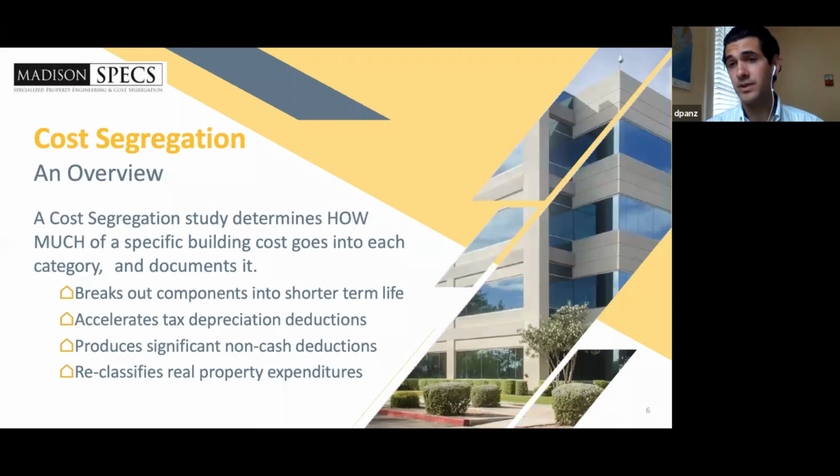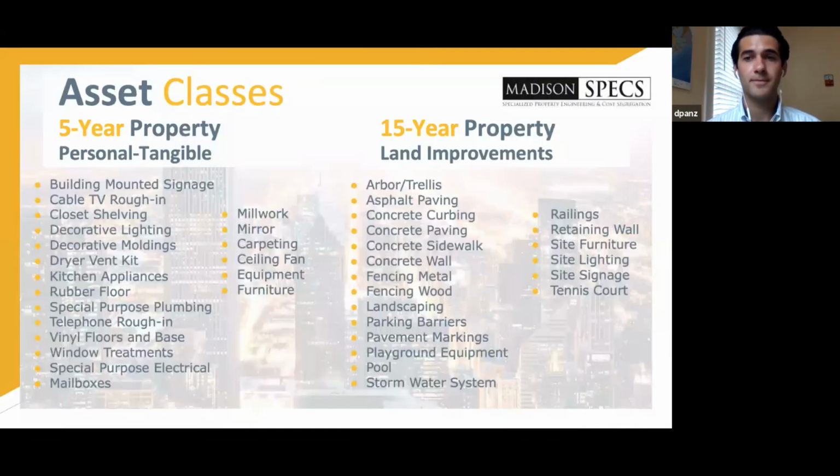So that's how we do it, with an engineer who's actually visiting the property. And so I've talked about the different asset classes a couple of times. With multifamily, you're going to be dealing with a lot of 5 and 15-year property. The 5-year property, we like to say, is everything on the interior of the building. So that's your carpet, your flooring, your millwork, any furniture, mailboxes, sometimes even specialty wiring, specialty HVACs. All of these assets on the inside depreciate over 5 years.